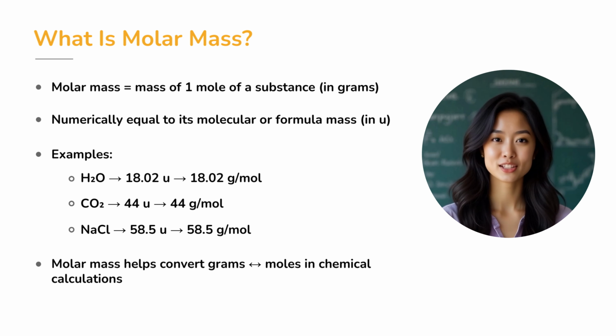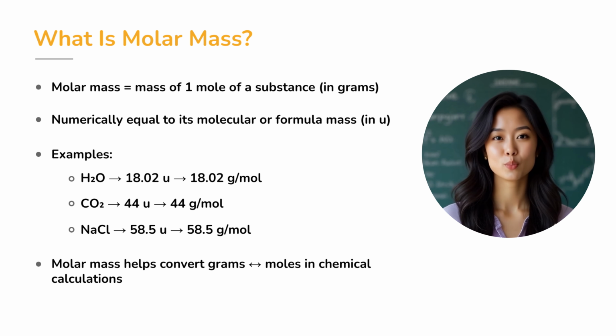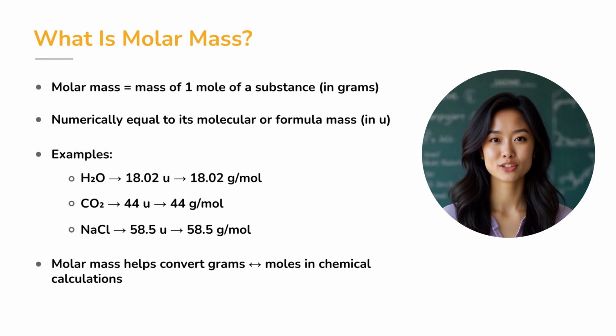The molar mass is the mass of 1 mole of a substance in grams. It is numerically equal to the molecular or formula mass in atomic mass units, u. Examples: H2O molecular mass is 18.02 atomic mass units. Molar mass is 18.02 grams per mole.